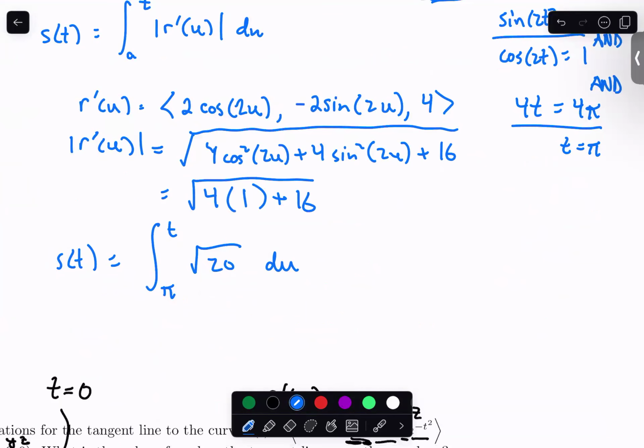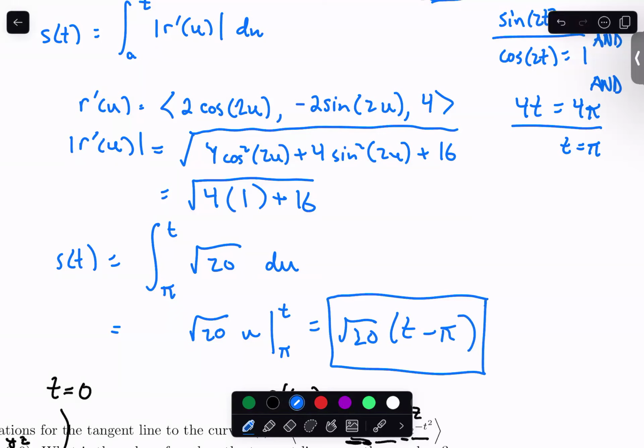Okay, the rest of it's just pretty nice. When I integrate root 20, that's a constant, so when I integrate it, I'm just going to get x. Well, in this case I'm integrating with respect to u, so technically u. And then I'm going to plug in from pi to t. So this is going to be root 20 times t minus pi. And that is my arc length function.